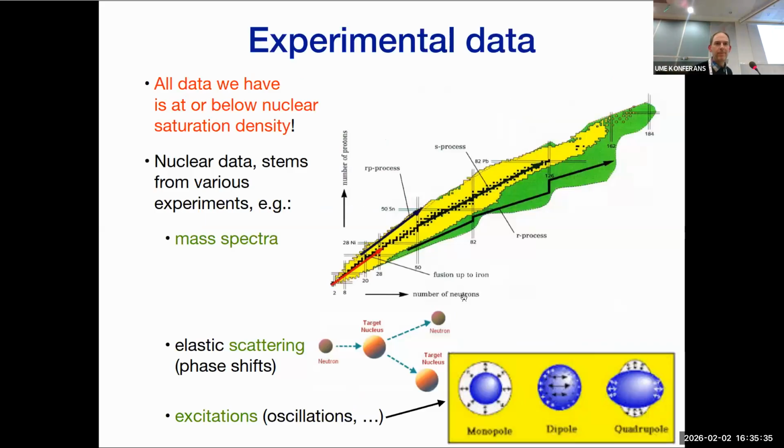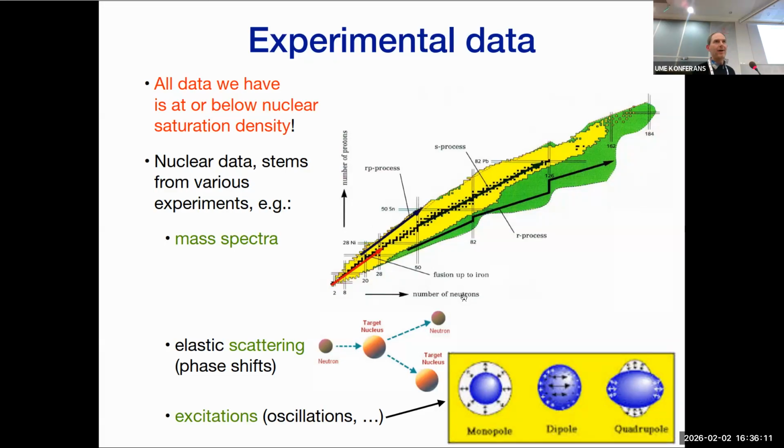Do a lot of experiments. For instance, we have data on masses of nuclei, the whole nuclear chart, and we can use that to fit these models. We have elastic scattering of particles. We have even inelastic scattering at higher energies. We have excitations of these nuclei. They can oscillate, they can rotate, they have all kinds of excitation states, and all this can be used to constrain the interactions and the equation of state at saturation density, at that particular density.